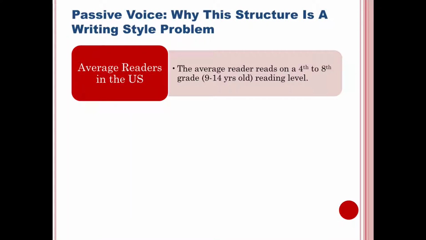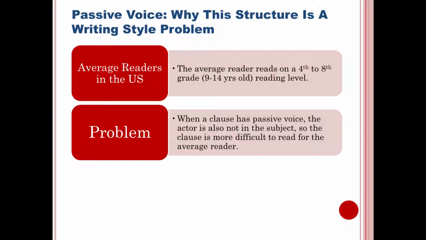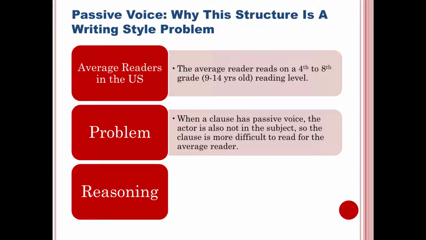So why is this a problem? Well, the average reader in the United States reads on a 4th to 8th grade reading level. This means that they read at the level they read when they were 9 to 14 years old, even though they're currently adults. We need to create the easiest to read sentences for them as possible. So when a clause has passive voice, the actor is also not in the subject, so the clause is more difficult to read for the average reader.